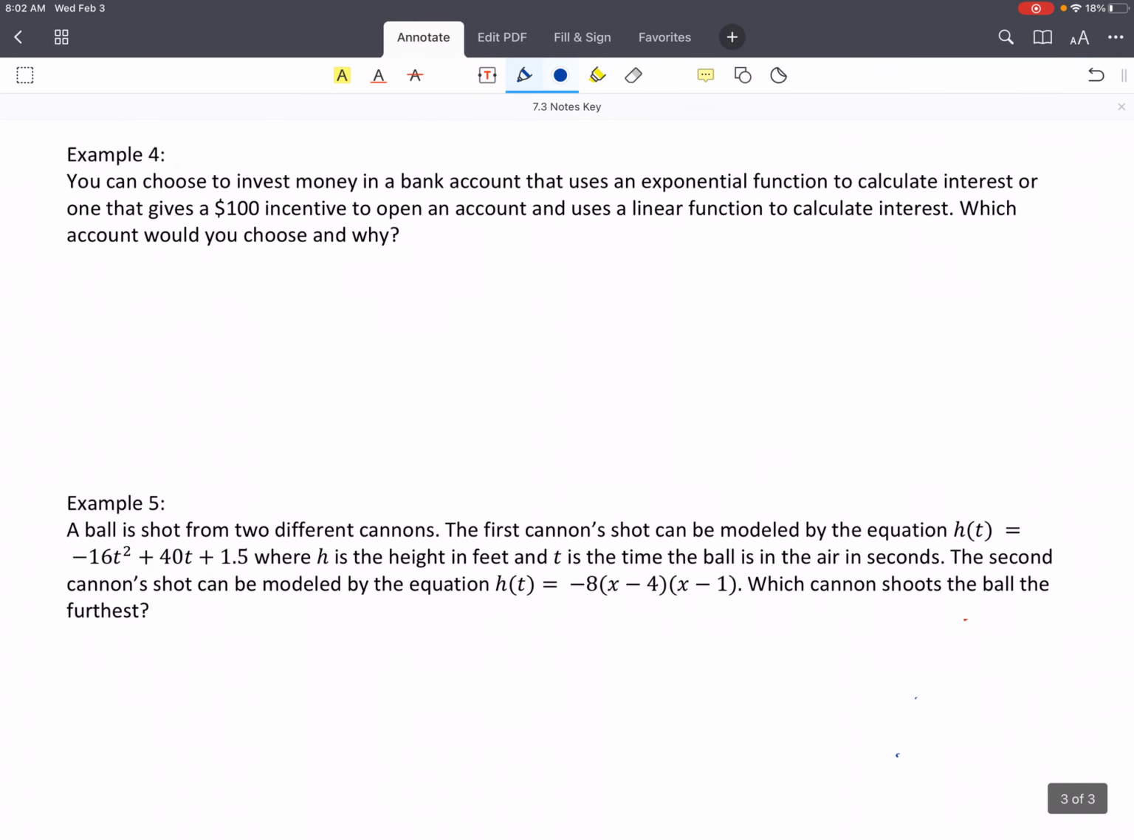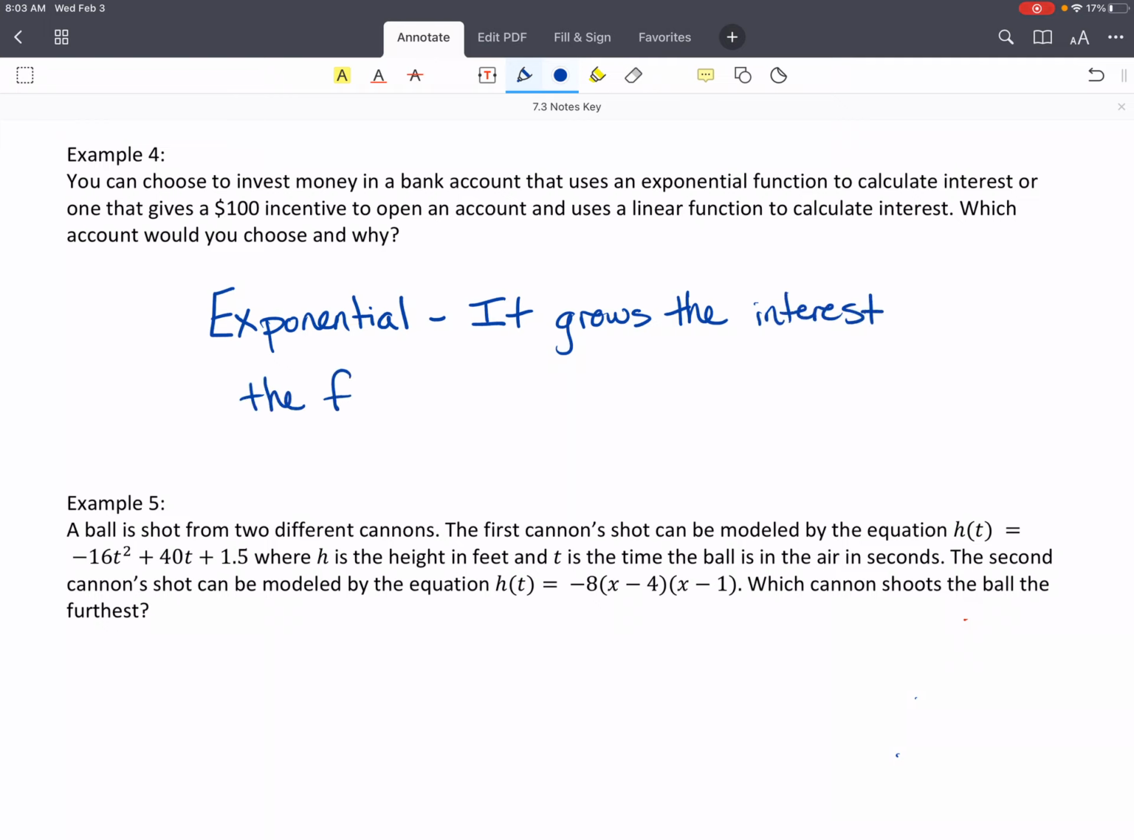Okay, example 4. You choose to invest money in a bank account that uses an exponential to calculate interest, or one that gives you a $100 incentive to open and uses linear. Which account would you choose and why? I'm hoping you just had a Dora the Explorer moment and you just said exponential, because it grows the interest the fastest.